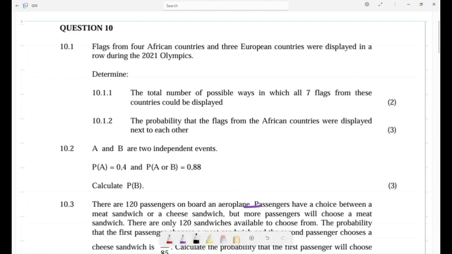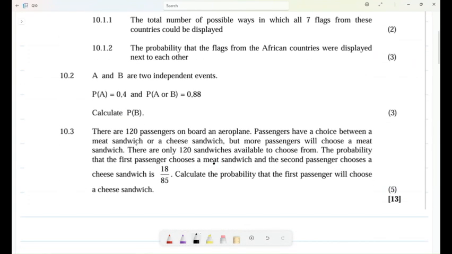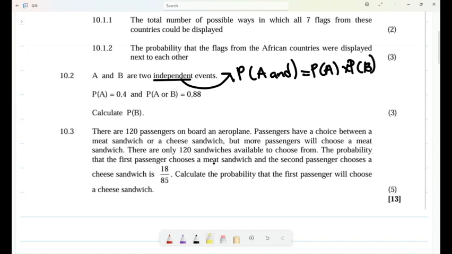10.2, which I believe is not that difficult. Why? Because it's a topic that you come along with from grade 10 and 11, right? These ones are the questions from grade 10 and 11. So let's do 10.2. A and B are two independent events. From the word independent, there is something I know about independent events. I know that the probability of A and B is equal to the probability of A multiplied by the probability of B. This is me understanding what an independent event is. It tells me this.